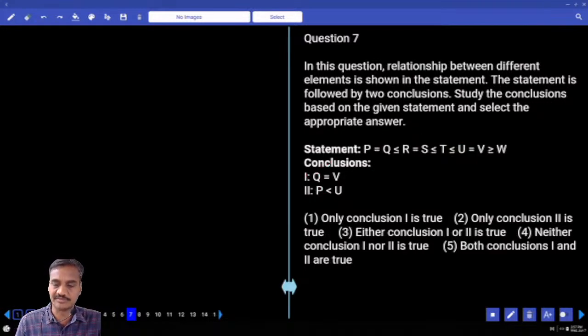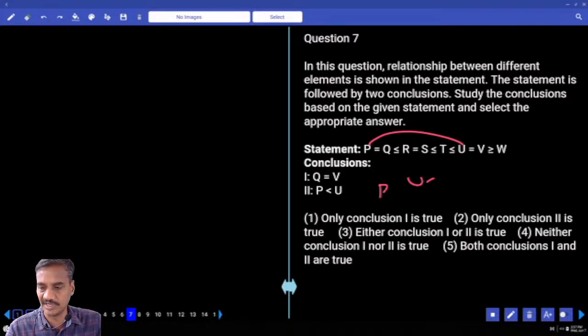Then seventh one, relation between P and U. P is here, U is here, P lesser than or equal to U, isn't it? P is either lesser than or equal to U. Now in this case, P lesser than U is given, that is the second. Now in the first one, Q and V. What is the relation between Q and V? Now U equals V, isn't it? In the place of U, I can take V. That means P is either lesser than or equal to V. And so what is your answer? Either 1 or 2, choice 3.